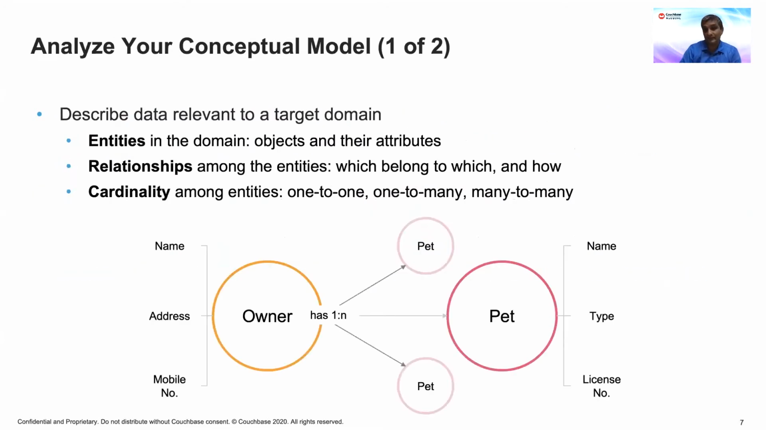Let's take an example. If you look at the conceptual model here, I've identified the entities. Owner is an entity and pet is an entity. I've identified the attributes of owner: name, address, and phone number. I've identified the attributes of the pet as well: name, type, and license number. The relationship between them: owner has a pet. The cardinality between them: 1:n. That is, one owner has n number of pets.